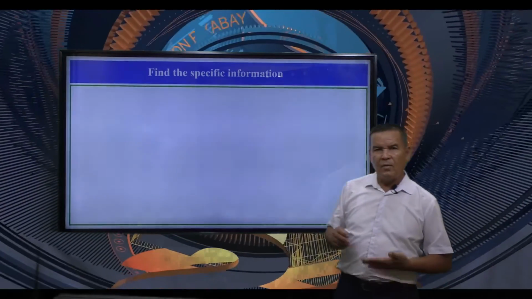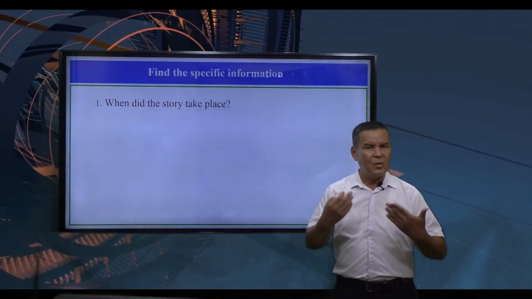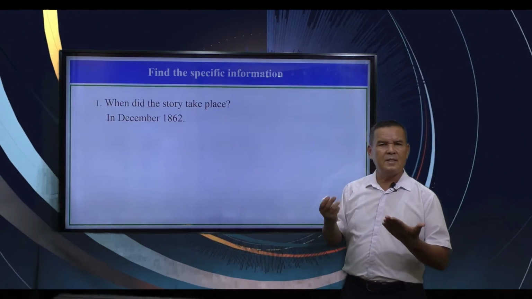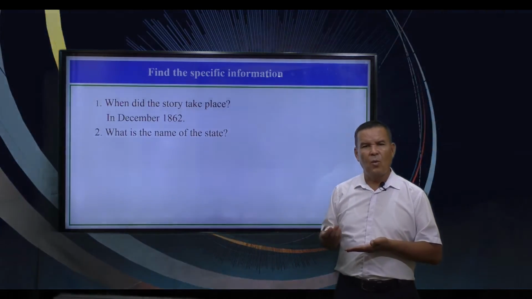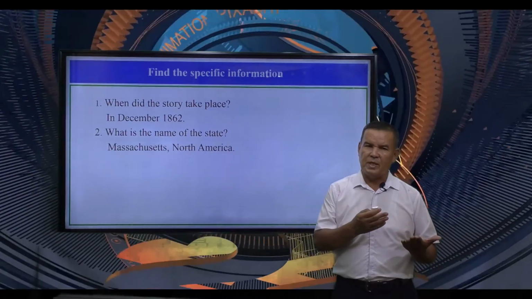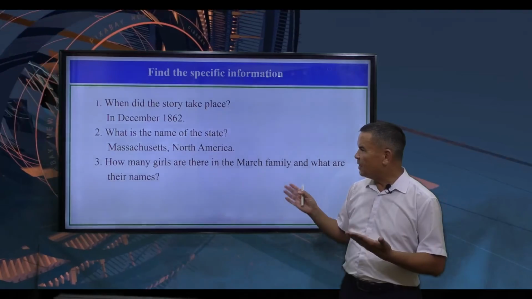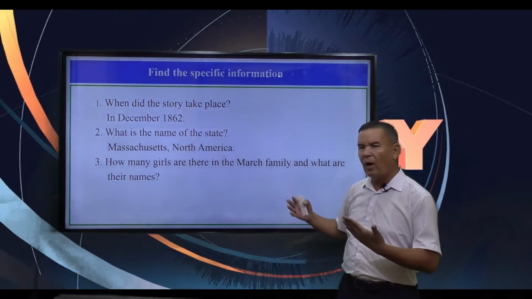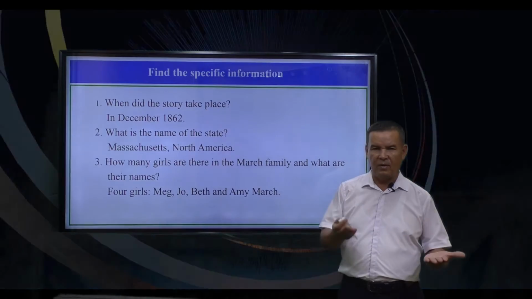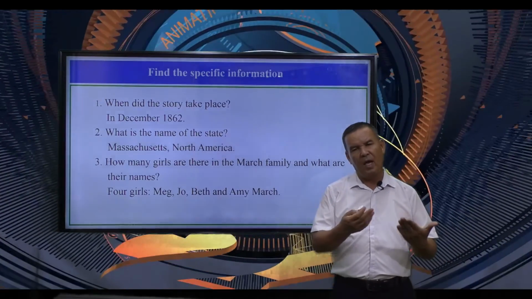Very good. Have you finished? Let's check. When did the story take place? In December 1862. What is the name of the state? Massachusetts, North America. How many girls are there in the March family and what are their names? 4 girls. Meg, Jo, Beth, and Amy March.